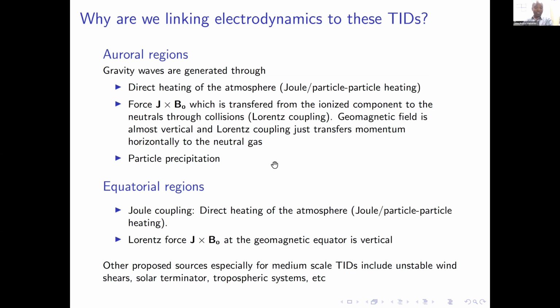You come to equatorial regions, we have Joule coupling as well, and we have Lorentz forcing. But because of the orientation of the magnetic field, the geomagnetic field lines are almost horizontal over the equator, and therefore the Lorentz force is vertical. Now, there are some other mechanisms. So the difference really, the reason why we think the waves which are coming from high latitudes can propagate all the way to the other hemisphere, while the ones which originate from the equatorial regions are confined to about 30 degrees latitude from their source origin, is because of this kind of Lorentz coupling.